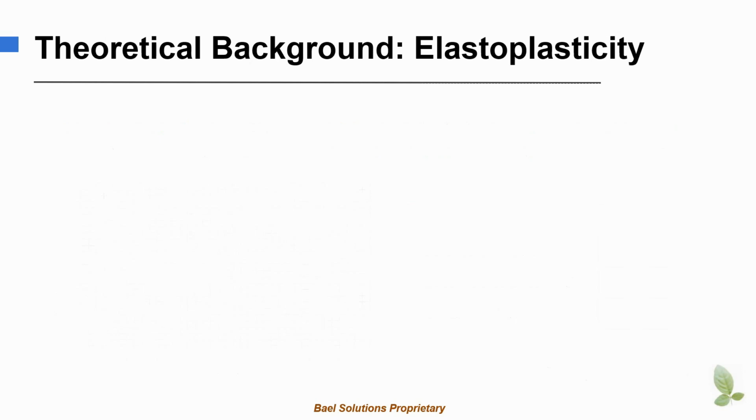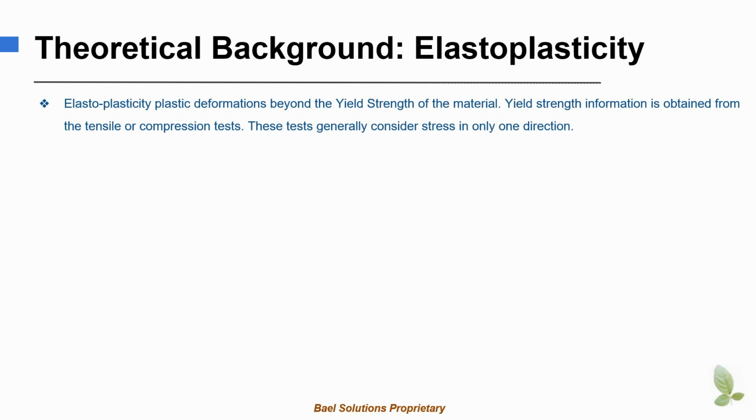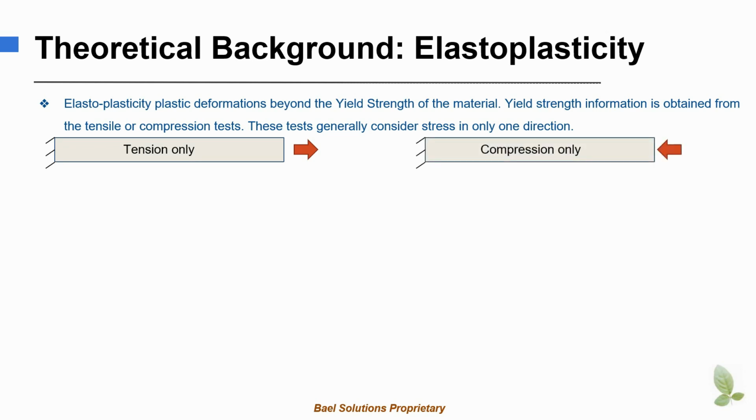Before moving forward, it is important to understand some theoretical concepts of elastoplasticity. As we saw in the previous slides, elastoplasticity involves plastic deformation in the structure when stressed beyond the yield strength of the material. This yield strength is obtained from tensile or compressive testing of the material. These material tests generally involve unidirectional loading. This results in stress only in one direction.